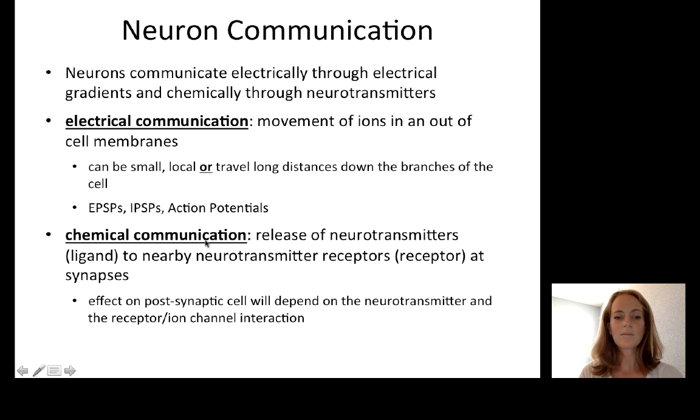Once the action potential reaches the end of the cell, or the axon terminal, there will be release of neurotransmitter. That's going to depend completely on the type of cell what neurotransmitter is released. The release of that neurotransmitter will interact with the neurotransmitter receptor on the next cell, or the postsynaptic cell, and it will have an effect on that cell, which will either be EPSPs or IPSPs, and that will depend on the receptor ion channel interaction in that postsynaptic cell.